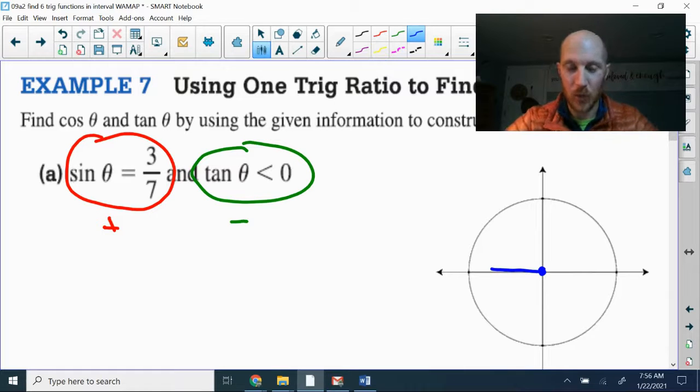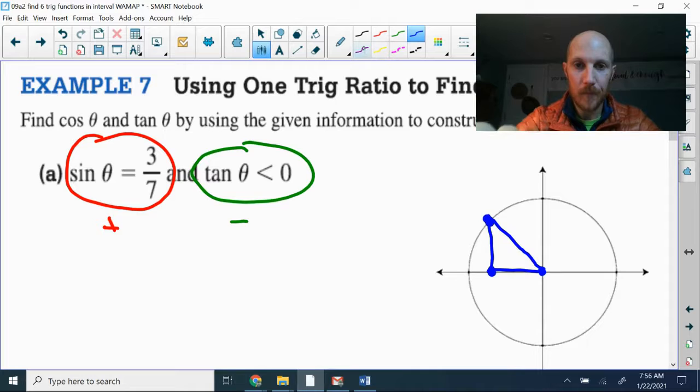I know I need to go into quadrant 2, so I'm going to go to the left a little ways, not all the way out to the edge of the circle. Here's my second vertex of my triangle. Turn with the right angle and go straight up. Third vertex will be on the edge of the unit circle, and then I can draw my hypotenuse. Here's my graph walker to keep my perspective correct.